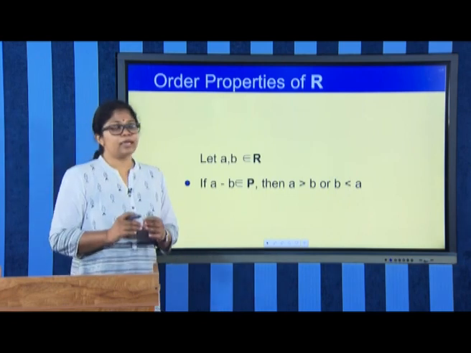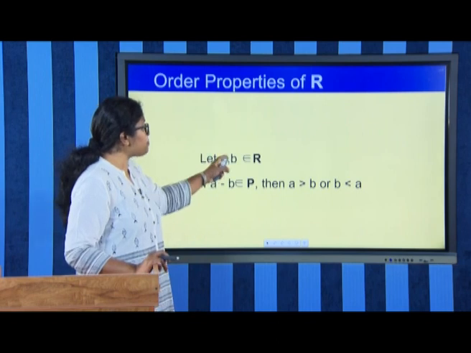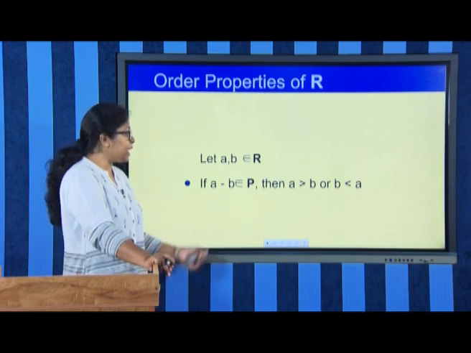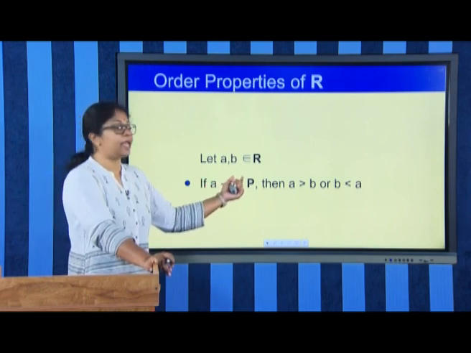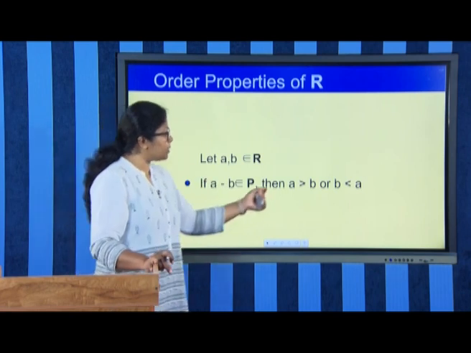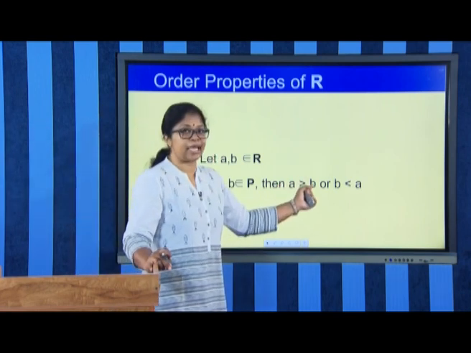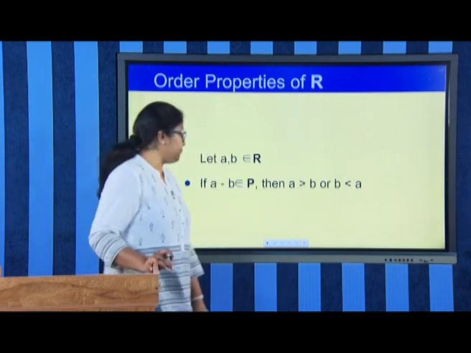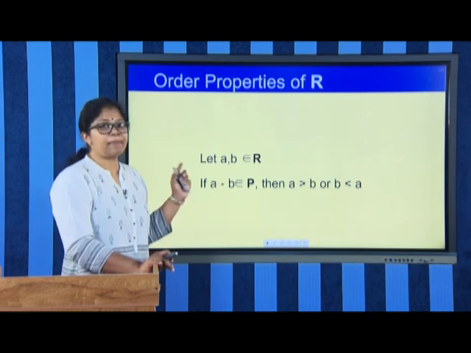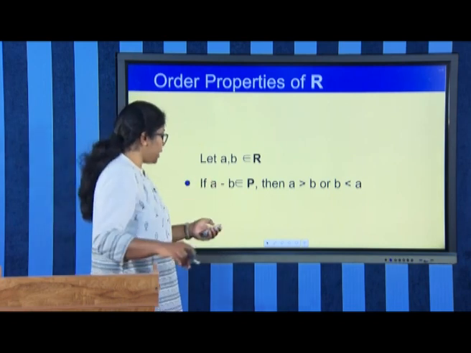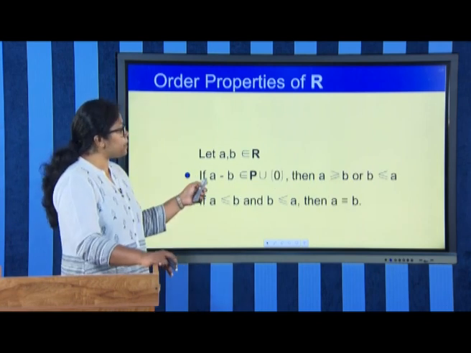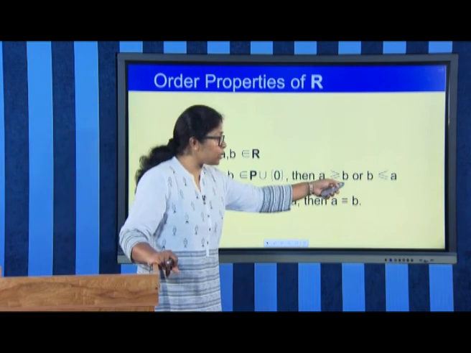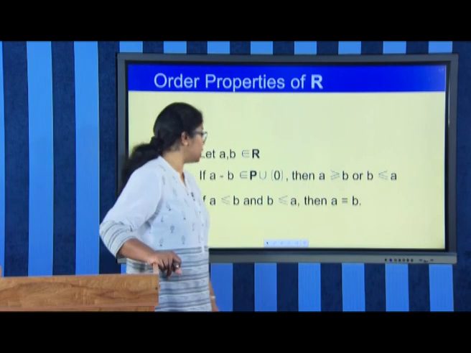The next result that we have is, if A and B belong to the set of all real numbers, A minus B being an element of P is denoted using the symbol A is greater than B, or equivalently, B is less than A. So, that is the condition for A minus B to be positive. And if A minus B belongs to P union {0}, then we have A is greater than or equal to B, or B is less than or equal to A.